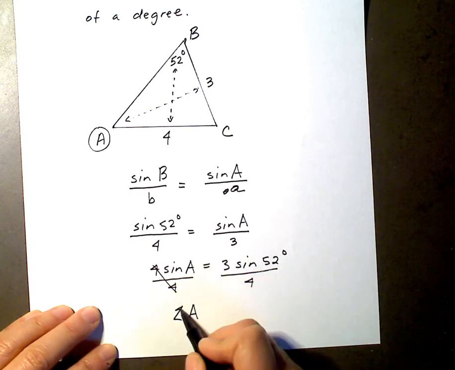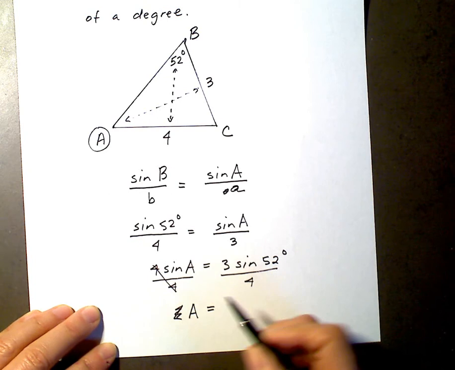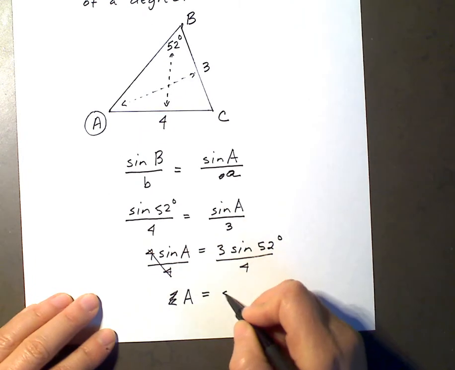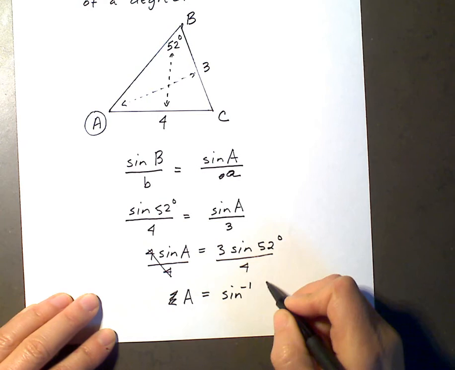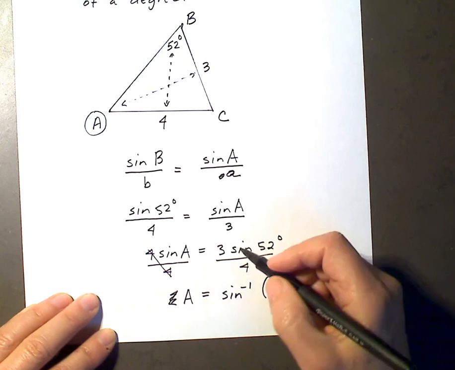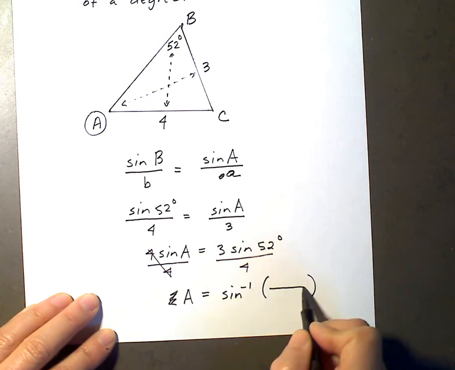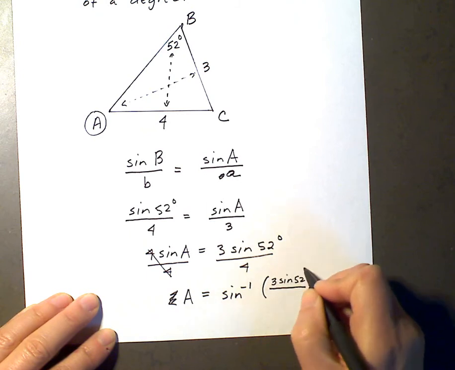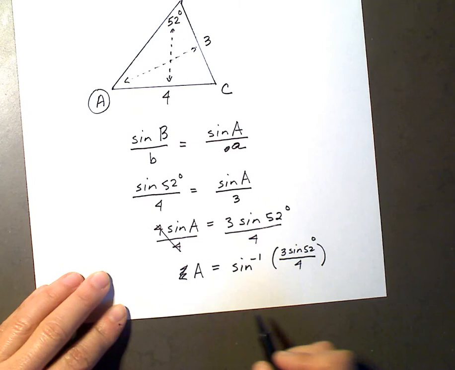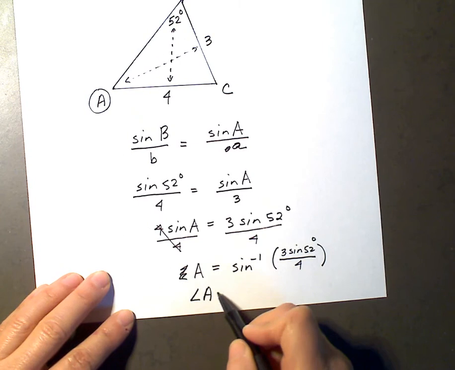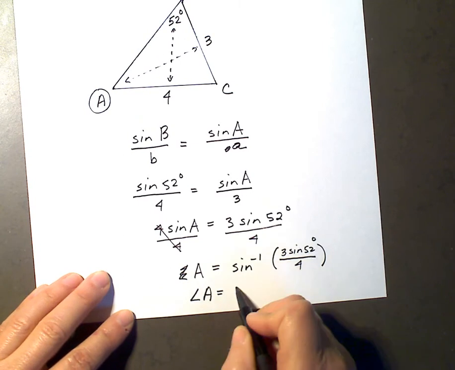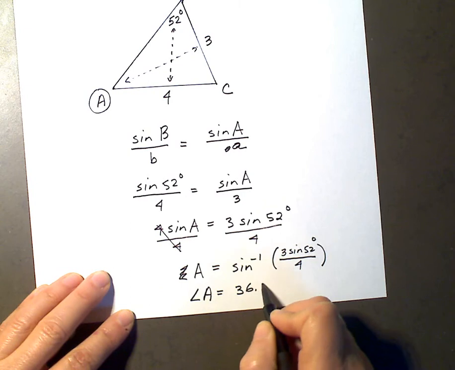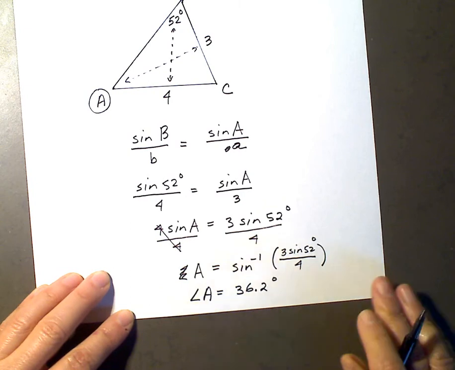well, first of all, let's show it algebraically. I have to show angle A is equal to the inverse sine, because I know the ratio of the opposite over the hypotenuse, 3 times the sine of 52 degrees over 4. So now when I plug that into my calculator and round to the nearest tenth of a degree, I get that angle A is 36.2 degrees.